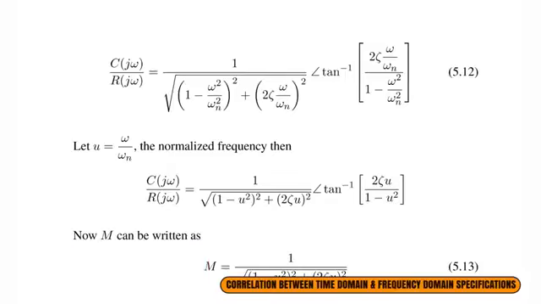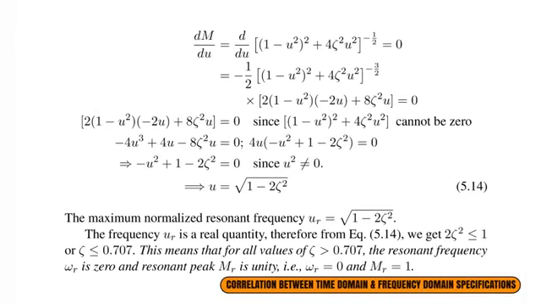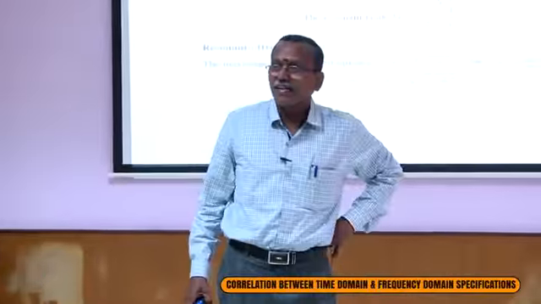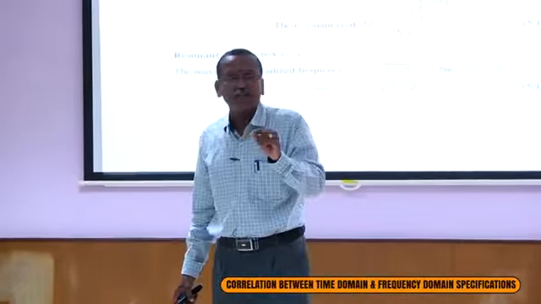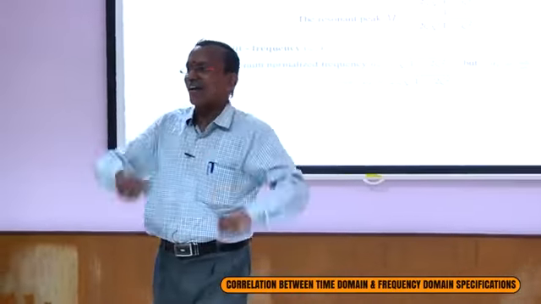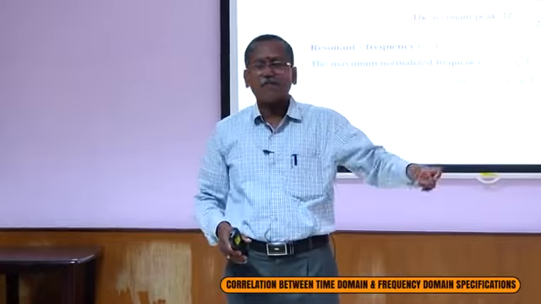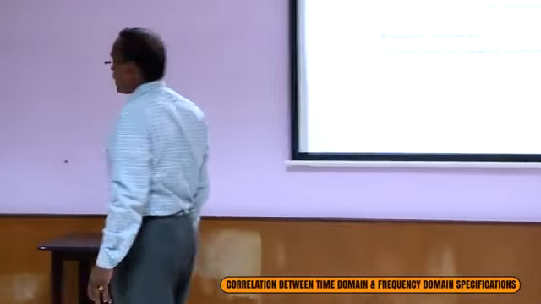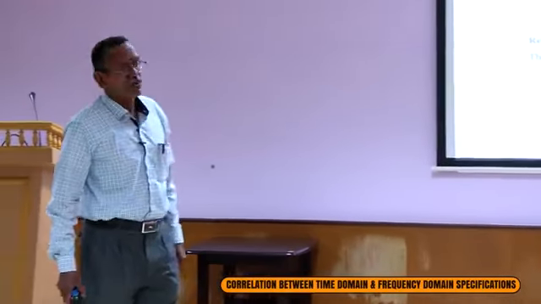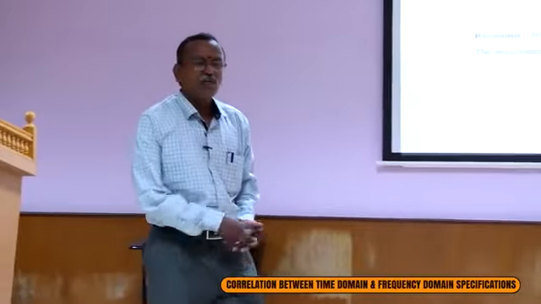Here, substitute the value of u from u r, and you will get M. If you substitute u equals square root of 1 minus 2 zeta square, you will get M r. So I got the resonant peak in terms of zeta. Zeta is the time domain parameter. M r, the resonant peak, is the frequency domain parameter. I got a correlation between the frequency domain parameter and the time domain parameter: M r equals 1 upon 2 zeta square root of 1 minus zeta square. That's all. So how to get this?